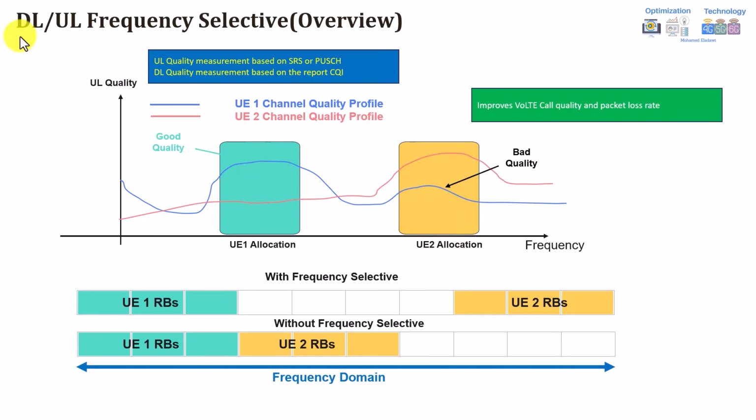And if you are speaking about downlink frequency selective, this is usually based on the reported channel quality indicator, which is CQI, which is usually reported from the UE to the eNodeB. Based on the CQI, the eNodeB can start allocating the good resource blocks for particular users, instead of allocating in a particular way, as mentioned before, without frequency selective.